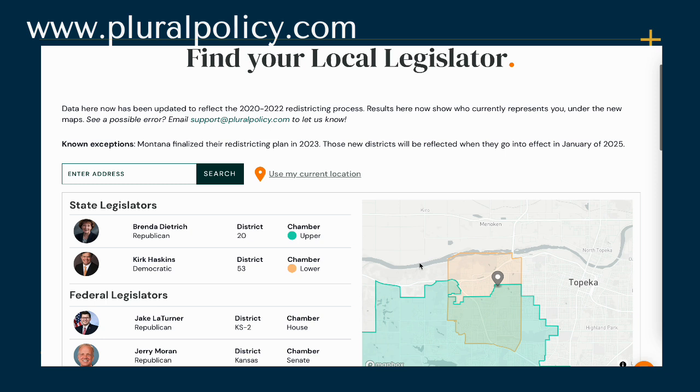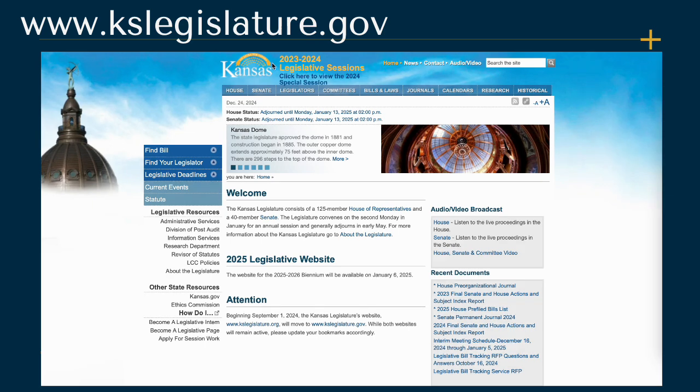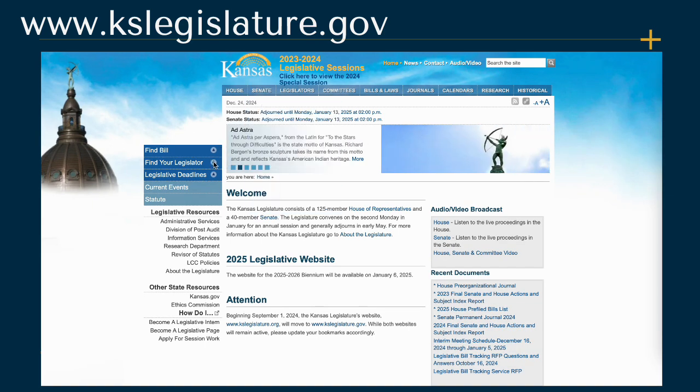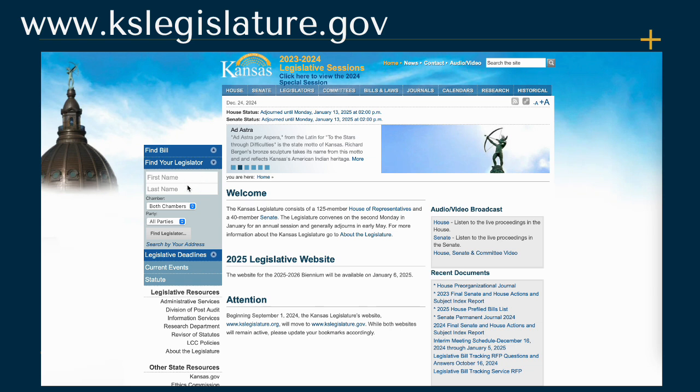Everyone in Kansas is represented by someone from the upper chamber, the Senate, and someone from the lower chamber, the House. In this case, we're represented in the upper chamber by Senator Brenda Dietrich and in the lower chamber by Representative Kirk Haskins. To learn more about that person, check first that you're in the correct session. You can find someone by going to Find Your Legislator and entering their name and then clicking on Find Legislator.